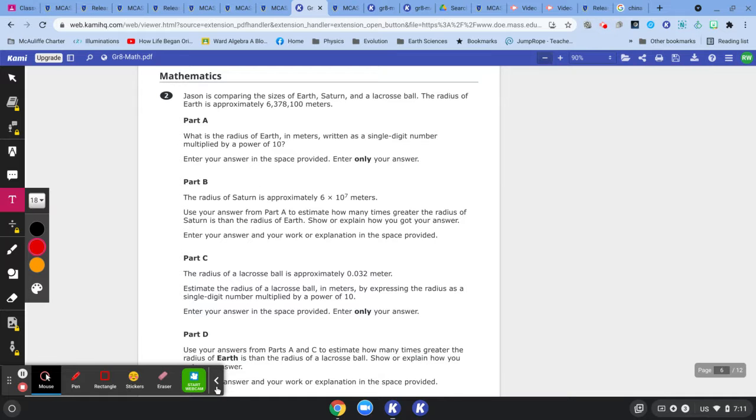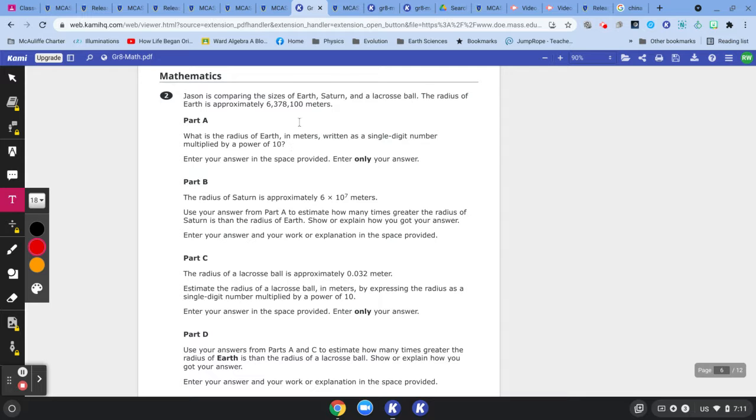So this is question number 2. We are comparing the sizes of Earth, Saturn, and a lacrosse ball, like you do. And the radius of Earth is approximately 6,378,100 meters. And we want to know what the radius of Earth is in meters written as a single digit number. What they mean is to round to this single digit of 6 and then multiply by a power of 10. That just means put this in scientific notation.